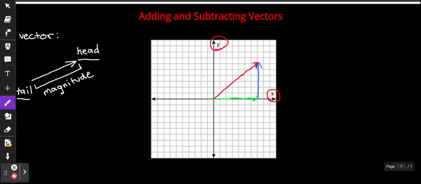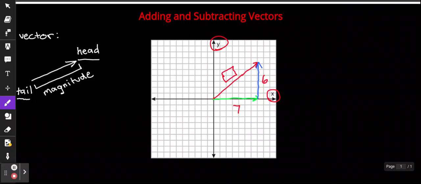So this image should remind you of a right triangle. And with right triangles, we can do trigonometry. If we know that our x component of our red vector is 7 units to the right, and our y component is 6 units up, we can figure out the magnitude of our resultant vector, or of our original vector.